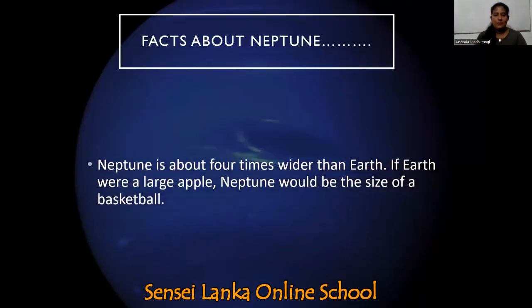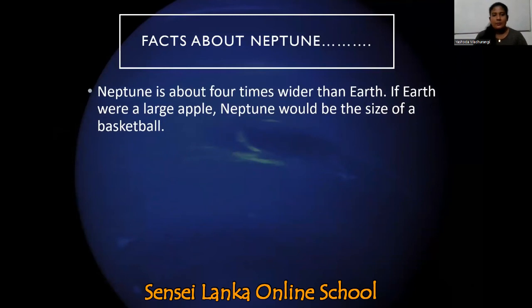So there are some more. Neptune is about 4 times wider than Earth. If Earth were a large apple, Neptune would be the size of a basketball. Can you think about the comparison? Just like this, it's a large apple. Neptune would be the size of a basketball. Can you imagine the size?